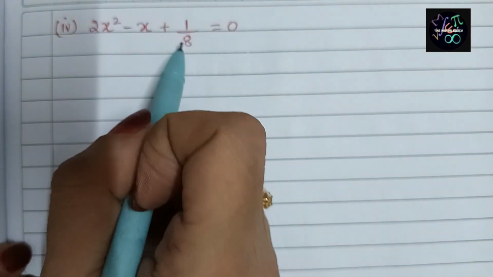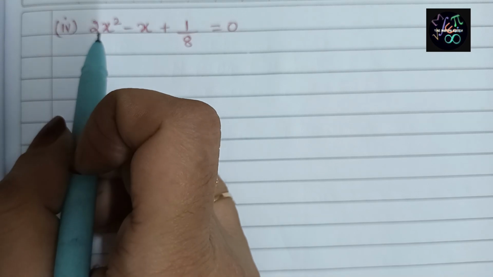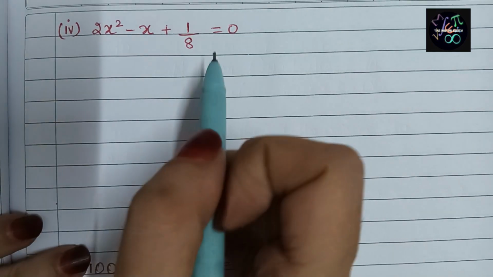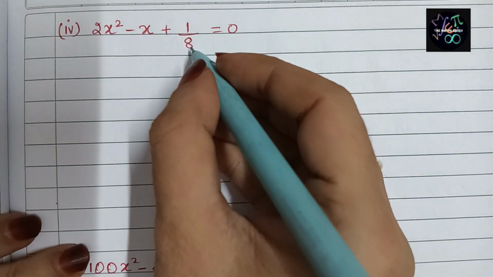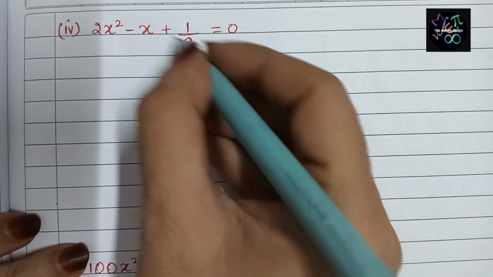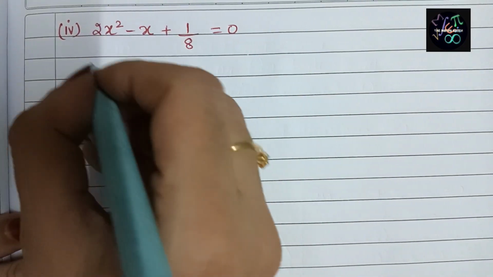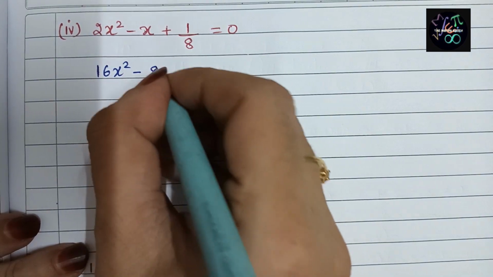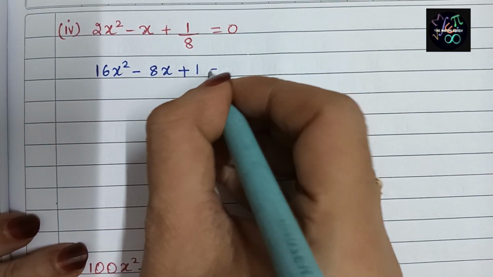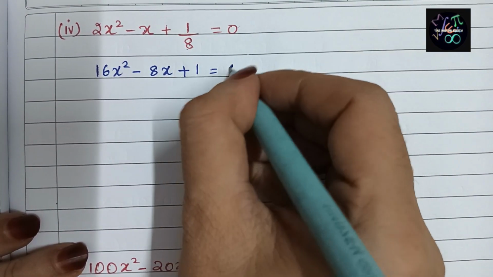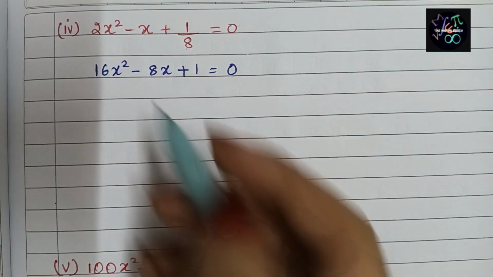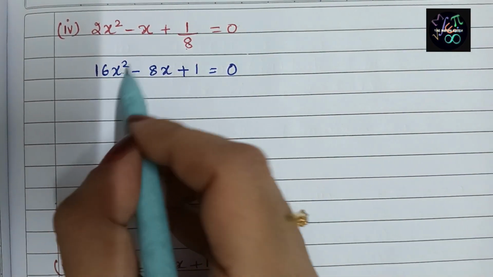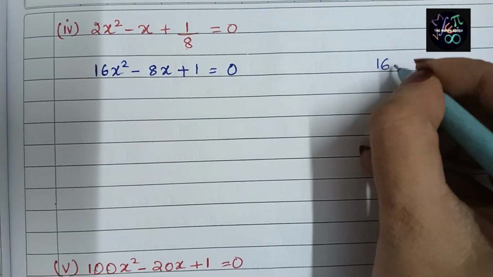Here the next question is, we can see 2x square minus x plus 1 by 8. Now this is in a fraction form. So what we will do? We will multiply this. 8 2s are 16x square minus 8x plus 1 is equals to 8 into 0, 0. Now let us multiply first and last term. 16x into 1, 16x square.